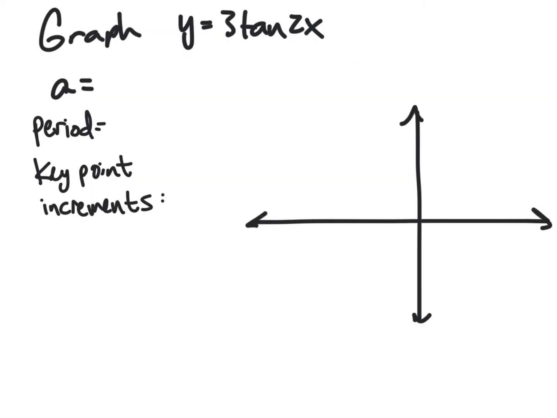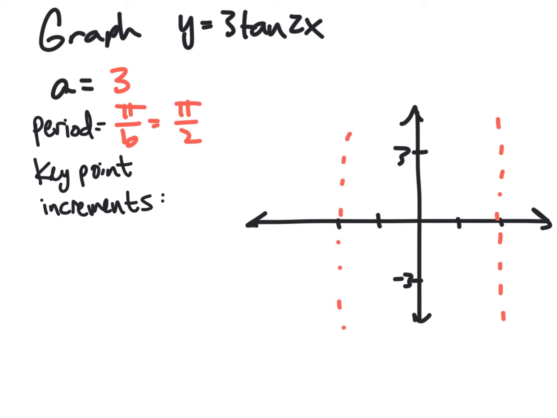Alright, so let's graph y equals 3 tan 2x. We'll start by just labeling out some stuff. A is 3, and that's going to let us know 3 and negative 3. We'll have some key points there. The period is going to be pi over b, so that would just be pi over 2. So the distance between this asymptote over here and this asymptote over here needs to be pi over 2.